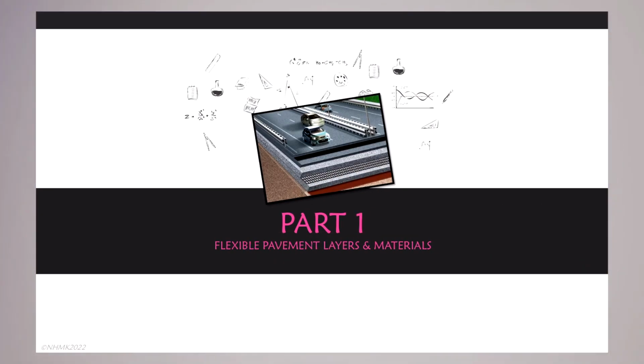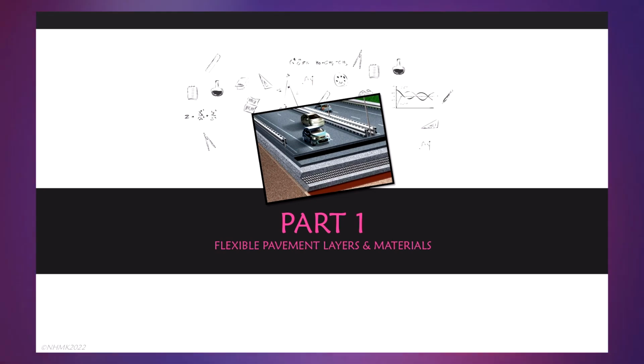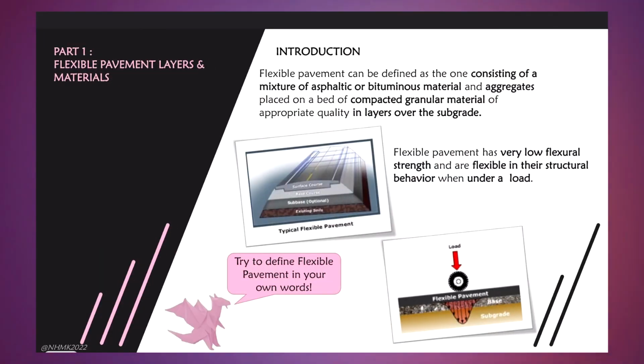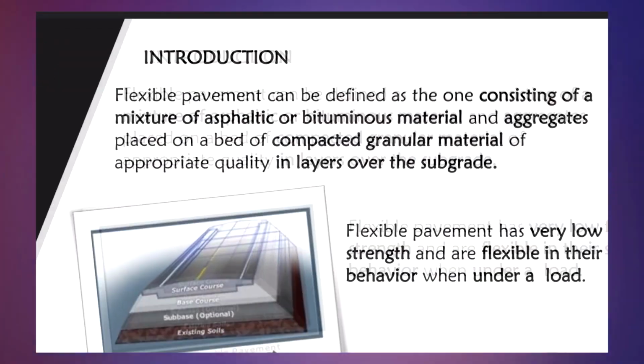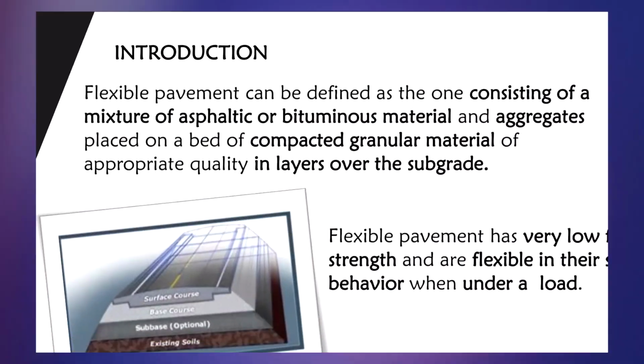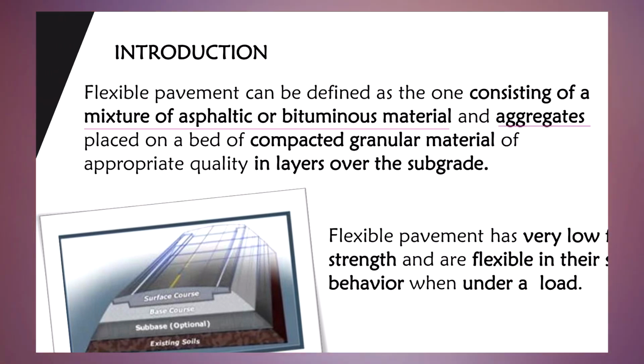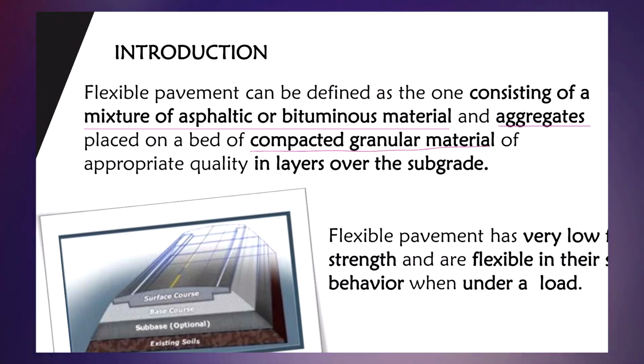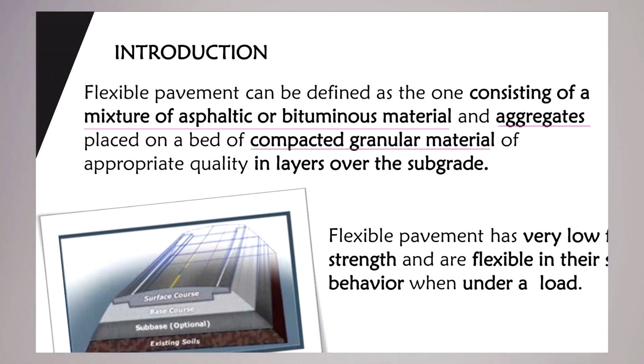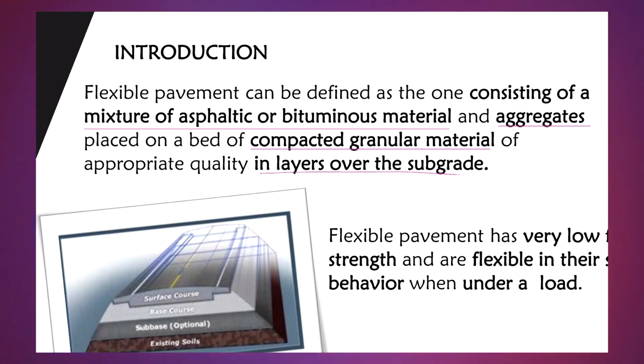For part 1, we will be discussing flexible pavement layers and materials. Now let me give you a brief introduction. Flexible pavement can be defined as one consisting of a mixture of asphaltic or bituminous material and aggregates, which are placed on a bed of compacted granular material of appropriate quality in layers over the subgrade.